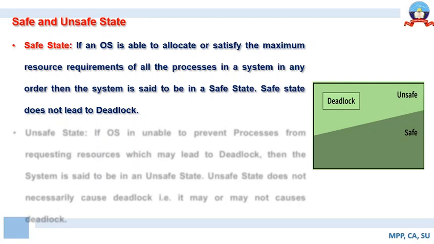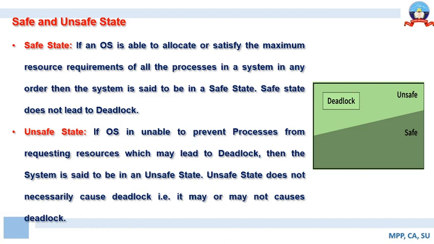So if an operating system follows an allocation sequence that does not lead to deadlock, then it's called a safe state. Likewise, let us define unsafe state. If an operating system is unable to prevent processes from requesting resources which may lead to deadlock, then the system is said to be in an unsafe state. But here we need to understand that an unsafe state does not necessarily cause deadlock. It may or may not cause deadlock.